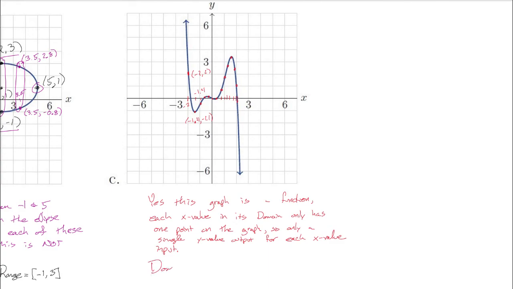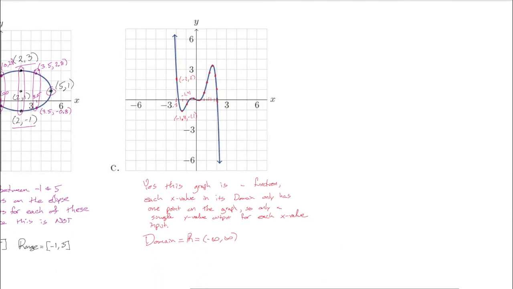So the domain is the set of all real numbers, or the interval from negative infinity to infinity. Either notation's fine here. And we also note that there's no x values that are skipped, right? This line doesn't have any breaks or jumps in it at any location.